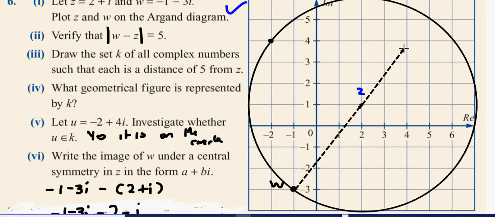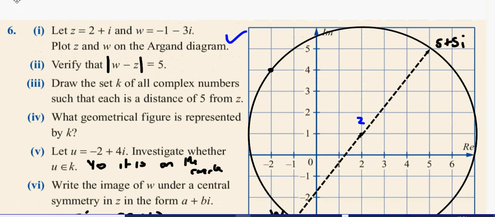That's central symmetry. And where do you end up? 5, 5. You end up at 5, 5. So that's central symmetry right there. That's 5 plus 5i. Okay? And that's that question done.